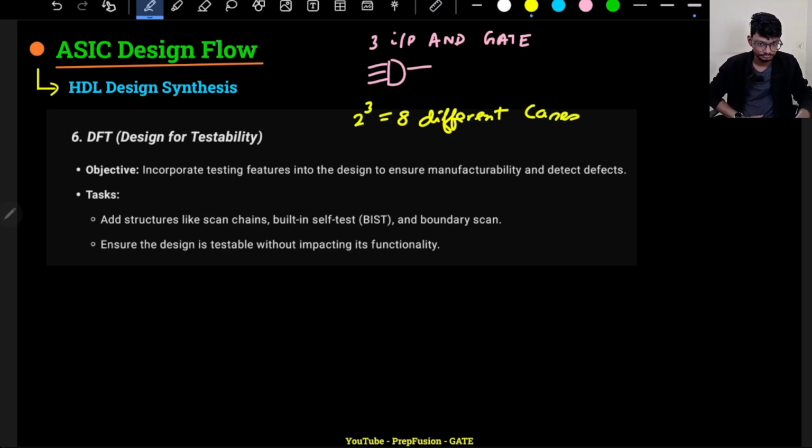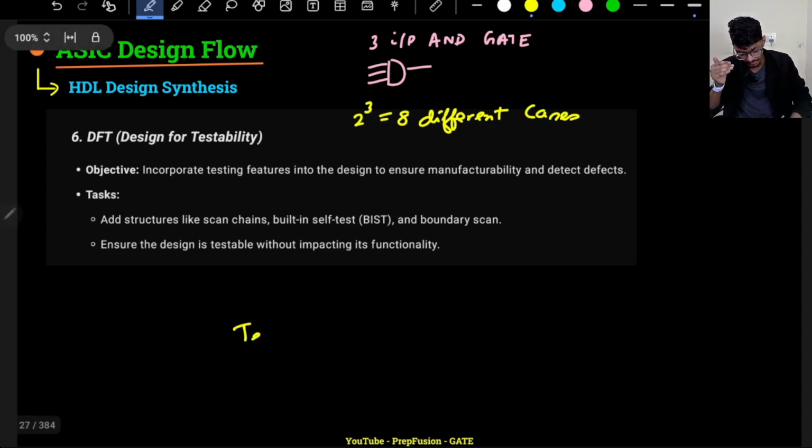8 different cases. Now, can I somehow minimize this? So that is the task of a DFT engineer, to check this properly. We have to design a test plan so that I can minimize this.